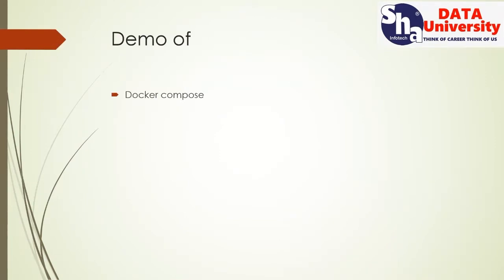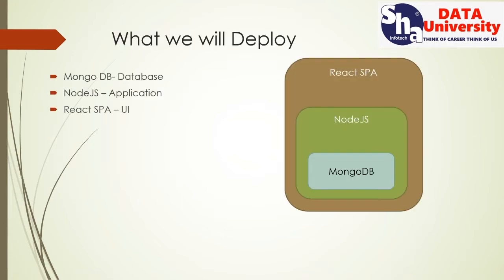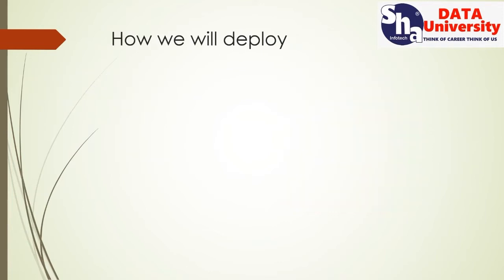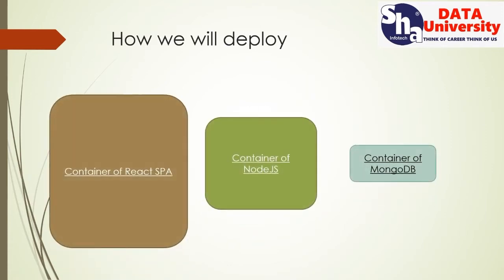So this will be the demo of Docker Compose. First let us find out the problem statement. What we will deploy in this demonstration is a database on Mongo, a Node.js application and a React SPA UI. First we will deploy a container of MongoDB, then a container of Node.js and a container of React SPA, to get into the problem which I will address.